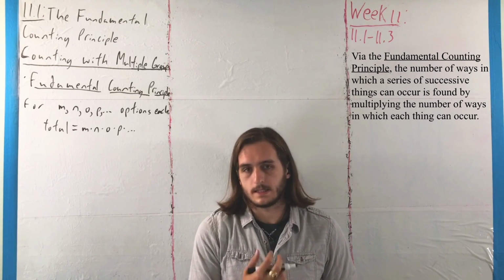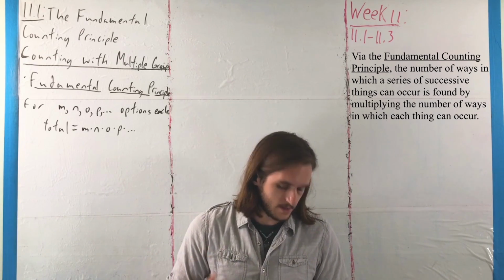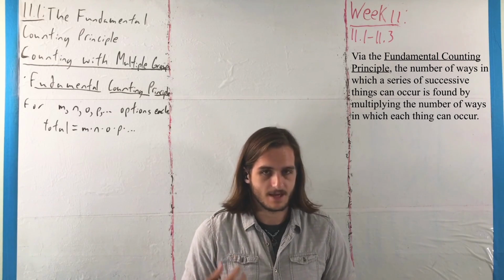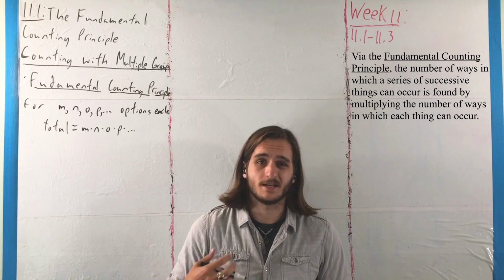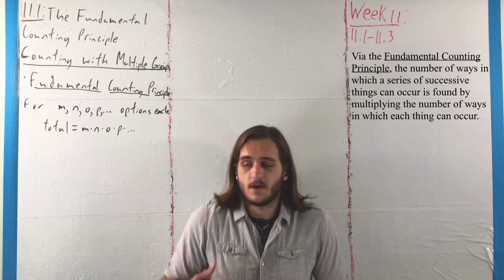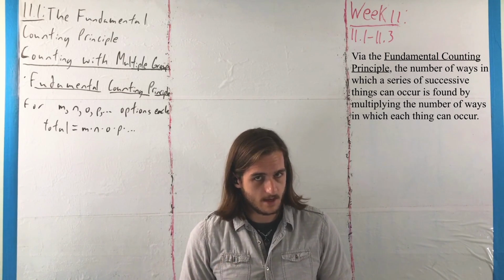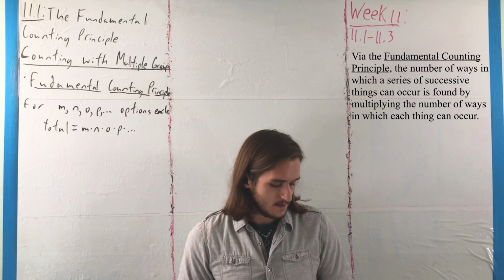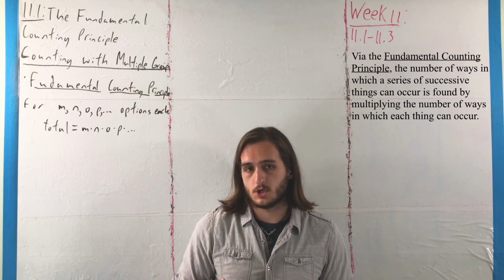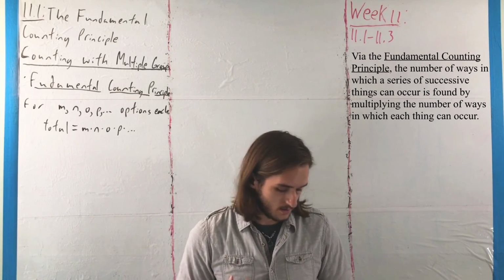You just multiply the number of options you have in each case. To be a little bit more exacting, we could say that the number of ways in which a series of successive things can occur, successive options can be chosen, successive outcomes can happen, is found by multiplying the number of ways in which each part can occur separately.